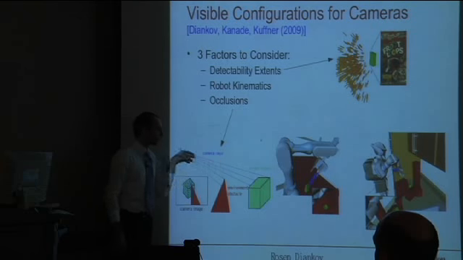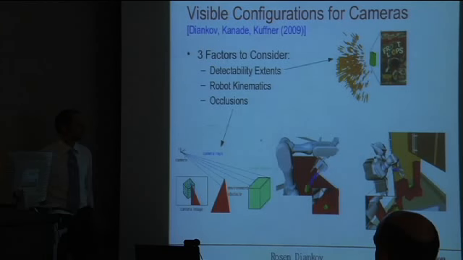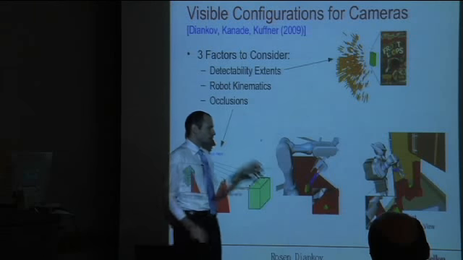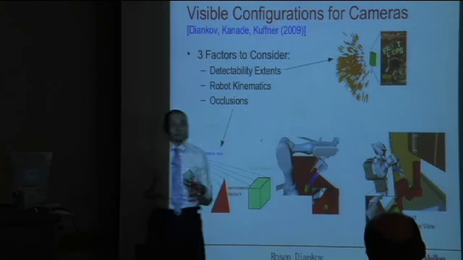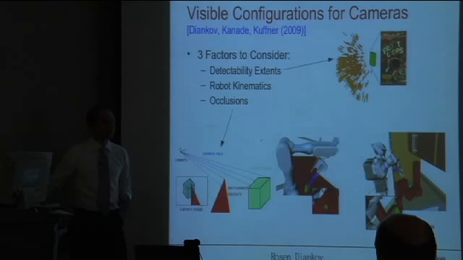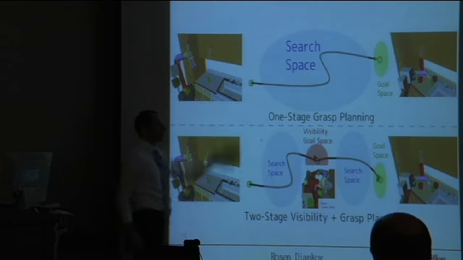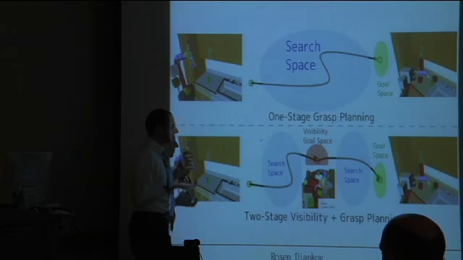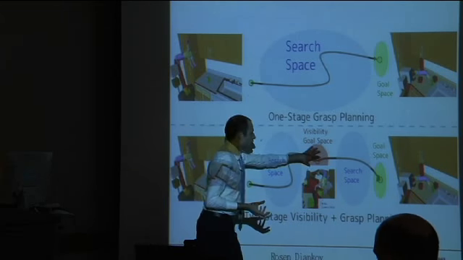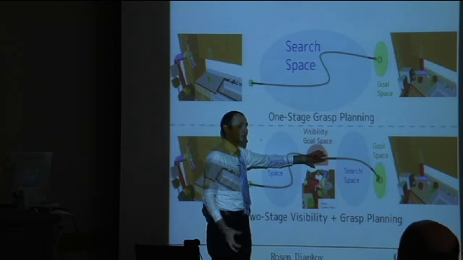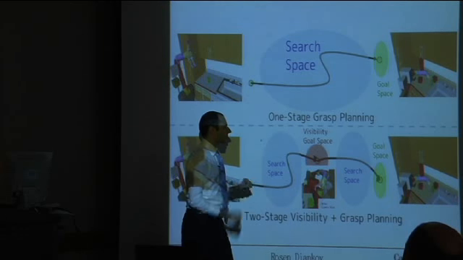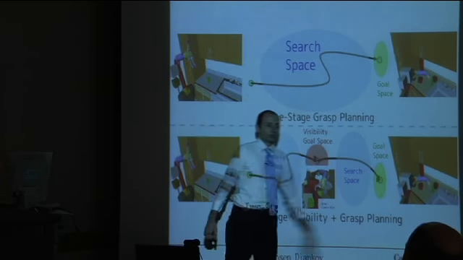Occlusions are handled by shooting rays from the camera and subsampling the space. And also the detectability extents are used in order to guarantee that whenever you see the object unoccluded in the camera field of view, you're actually guaranteed that the vision algorithm can detect it. So this one-stage grasp planning process actually turns into a two-stage grasp planning process, where this first stage here actually plans to a visibility goal space where you can really estimate your object well. And then after this phase, you plan to the goal space.